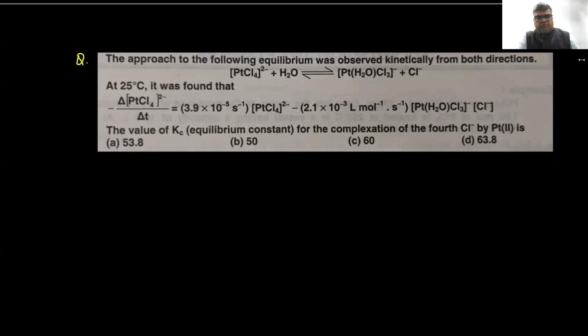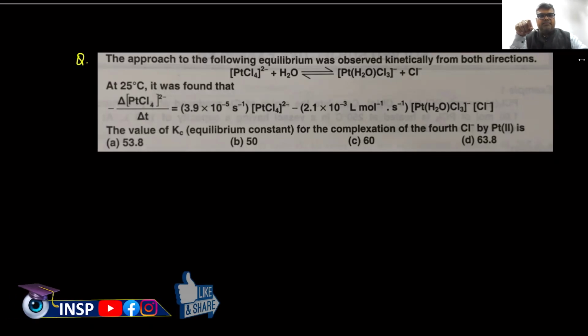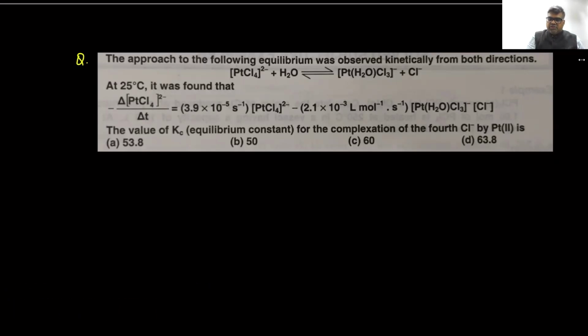At 25 degrees Celsius, it was found that the rate of change of concentration of PtCl4 2- is given in an expression. Find the value of Kc for the complexation of the fourth Cl- by Pt2+. So the equation is given, and you have to add Pt2+ and then 4Cl-, and then report the Kc. Clear? For this question, first of all, you have to understand the expression.